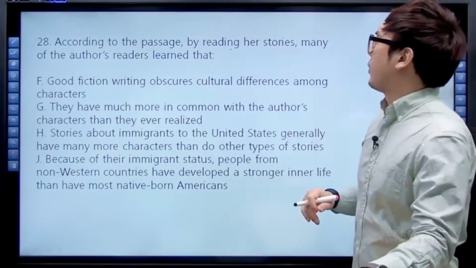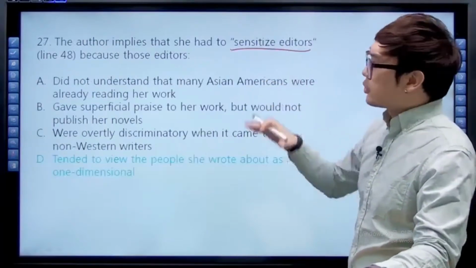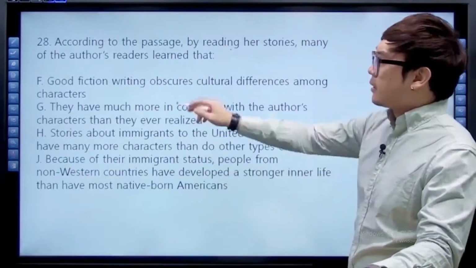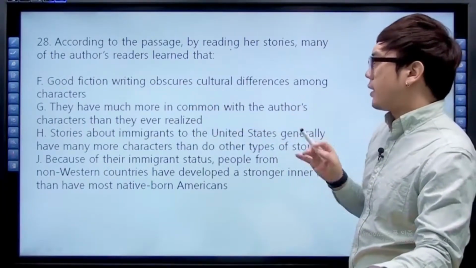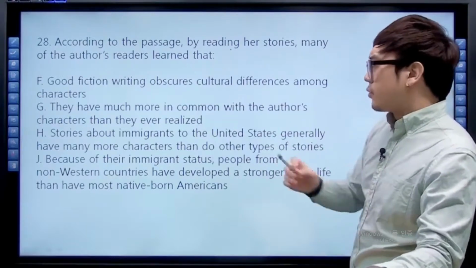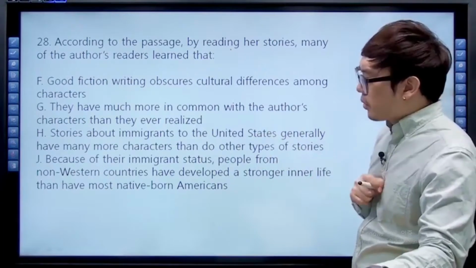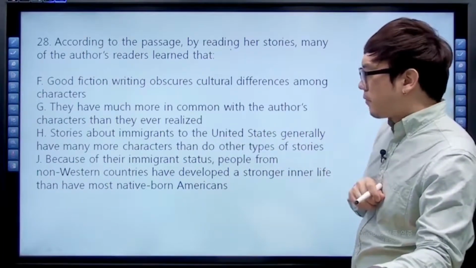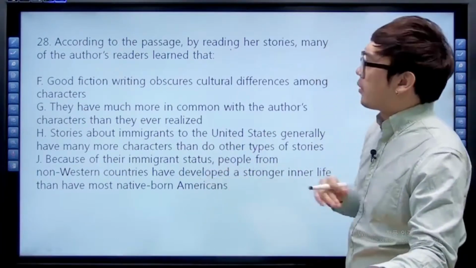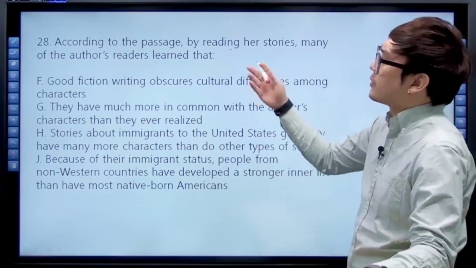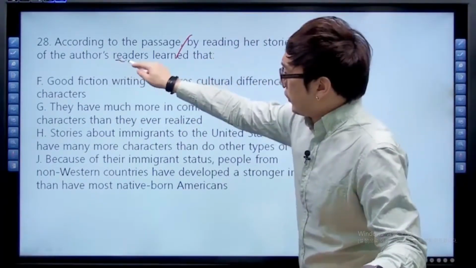According to the passage, by reading her stories, many of the author's readers learn, right? It's in conjunction to this question. It's continuing, right? Good fiction writing obscures cultural differences among characters. They have much more in common with the author's characters than they ever realized. Stories about immigrants to the United States generally have many more characters than do other types of stories. Or because of their immigrant status, people from non-Western countries have developed a stronger inner life than have most native-born Americans. Right? So which one is it? Which one does the passage say many of the author's readers learn?